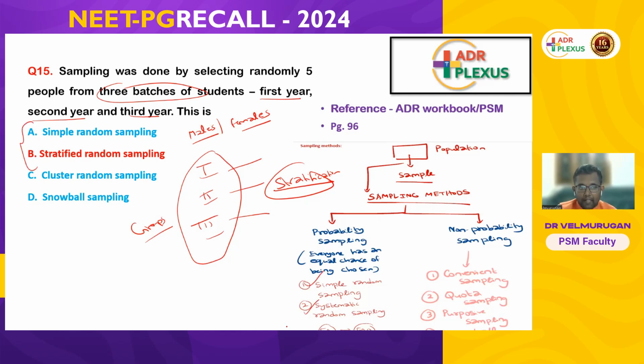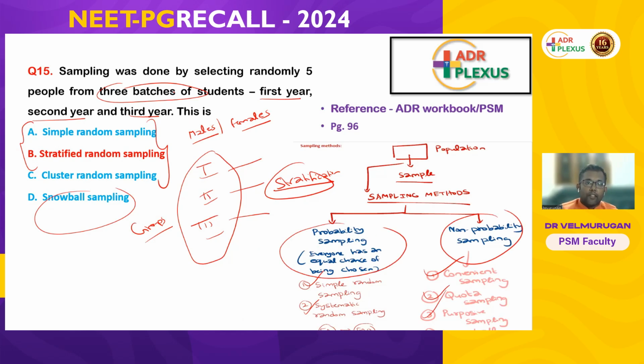Simple random, systematic random, stratified random, cluster random. These are all probability sampling methods. Snowball, convenient, quota are non-probability sampling methods. In probability sampling method, everyone has an equal chance of being chosen. So when there is a division of the groups, and from each group we are selecting the people randomly, then it becomes what type? Then it becomes stratified random sampling.